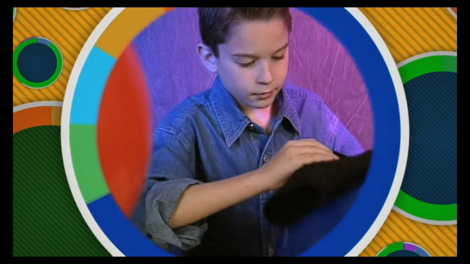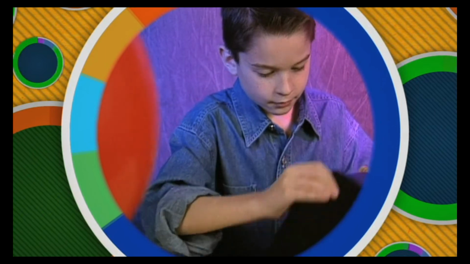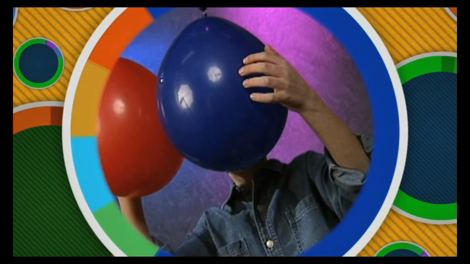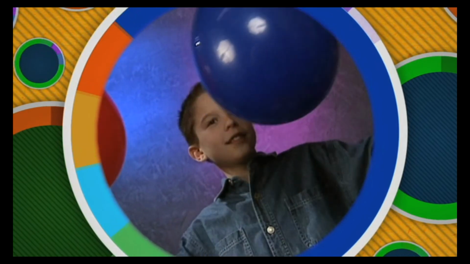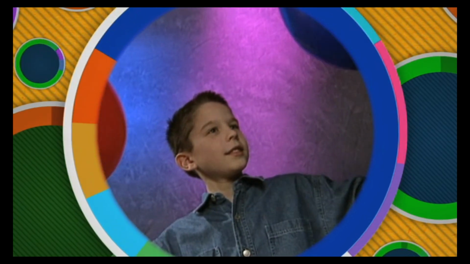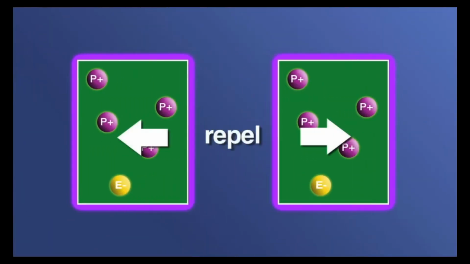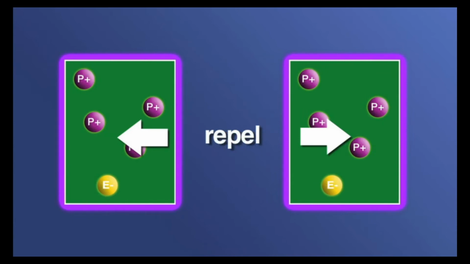Now, if we rub wool on another balloon, that balloon too will be negatively charged. If we try to put the two balloons together, they move away or repel. Materials with the same electric charges repel each other. Like charges repel.